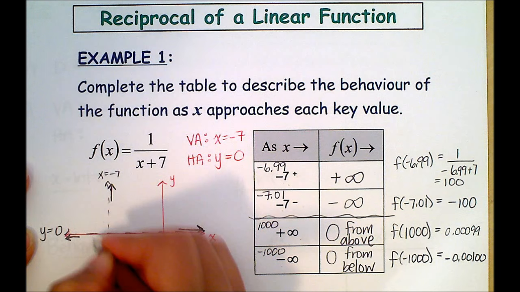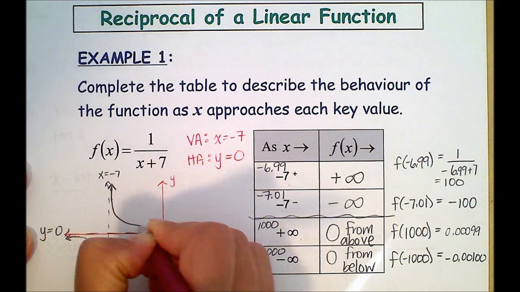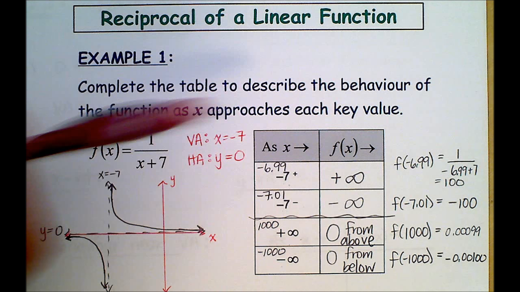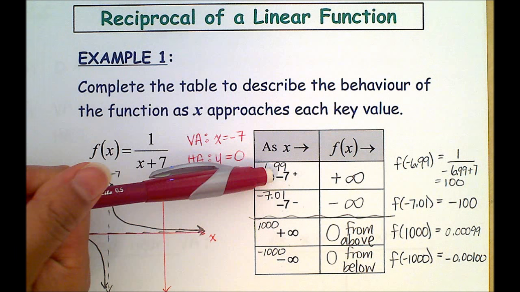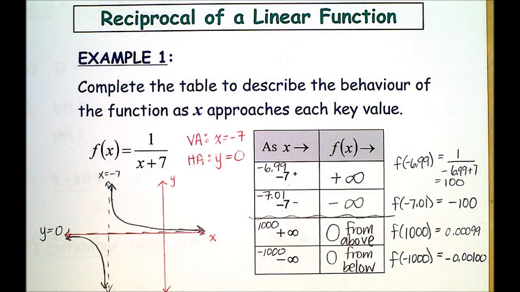And if I sort of connect the behaviors close to the asymptotes together, I sort of get an idea of what the function would look like. Okay, so those are some key values of x that we're looking at. So approaching the vertical asymptote from both sides, and then approaching the ends of the graph, positive infinity and negative infinity. Okay, so that's why this example was important. We'll apply something similar to it in the next example.